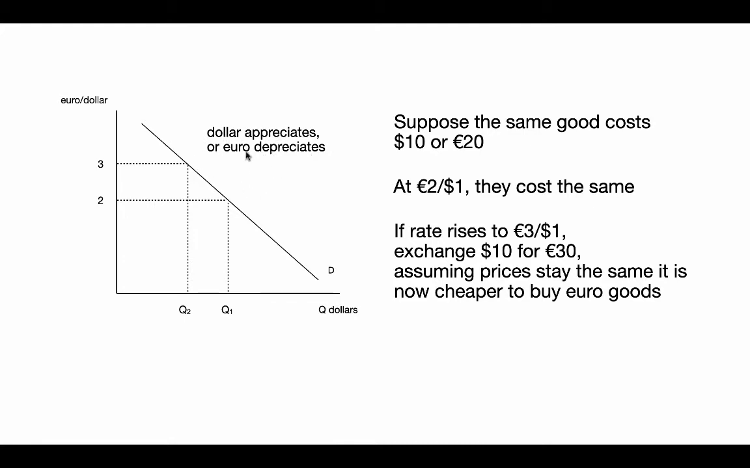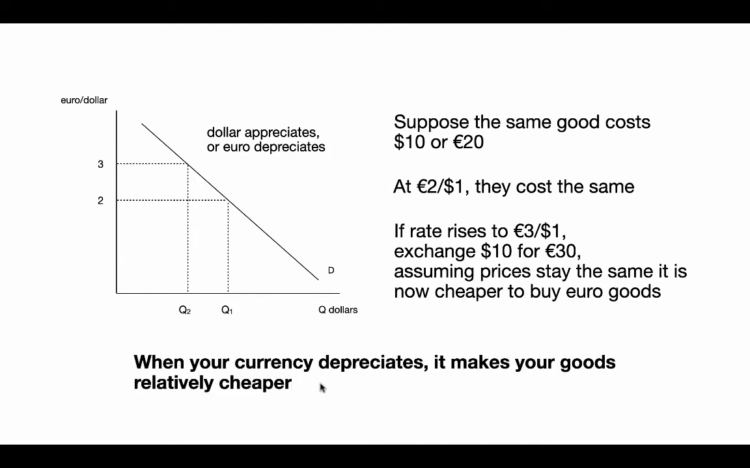Dollar's getting stronger relative to the euro. Euro's getting weaker relative to the dollar. So this is an appreciation. One of the key things we need to keep in mind is that, other things being equal, if your currency depreciates, so in this case the euro is depreciating and the dollar is appreciating, your goods become relatively cheaper. Anyone in dollars now finds that goods priced in euros are relatively cheaper.